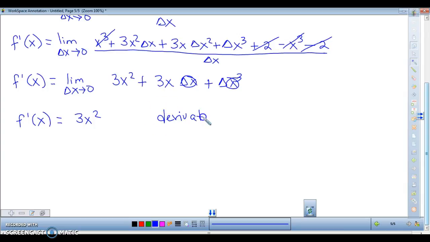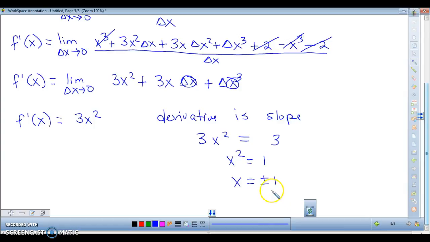Derivative is your slope. "Is" means equal mark. Slope we just found to be 3. Derivative we just found to be 3x squared. So we have x squared is equal to 1, so x is plus or minus 1.